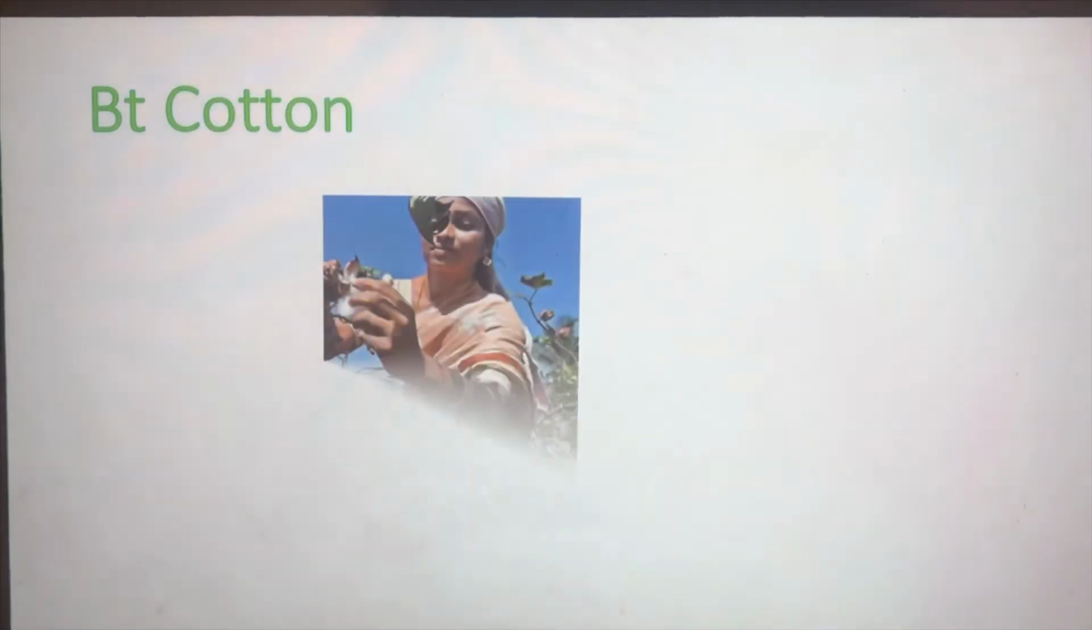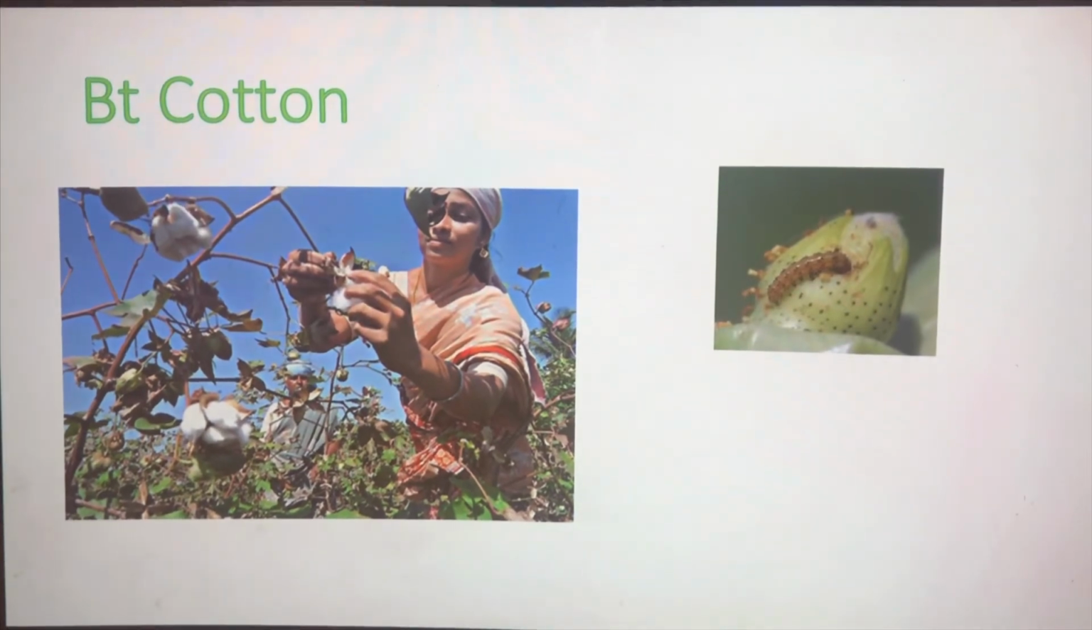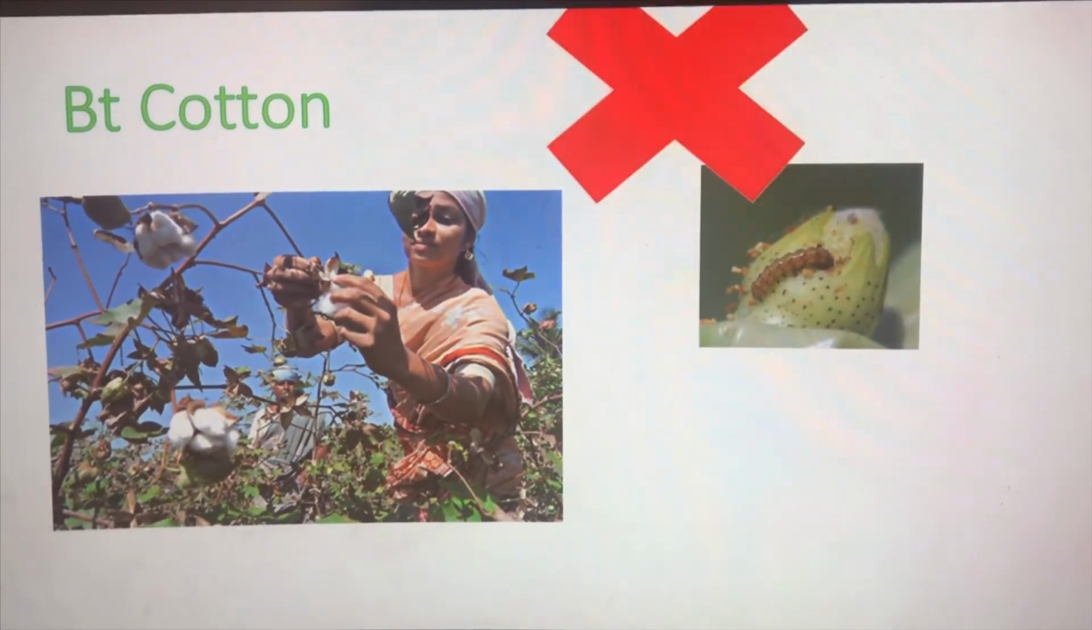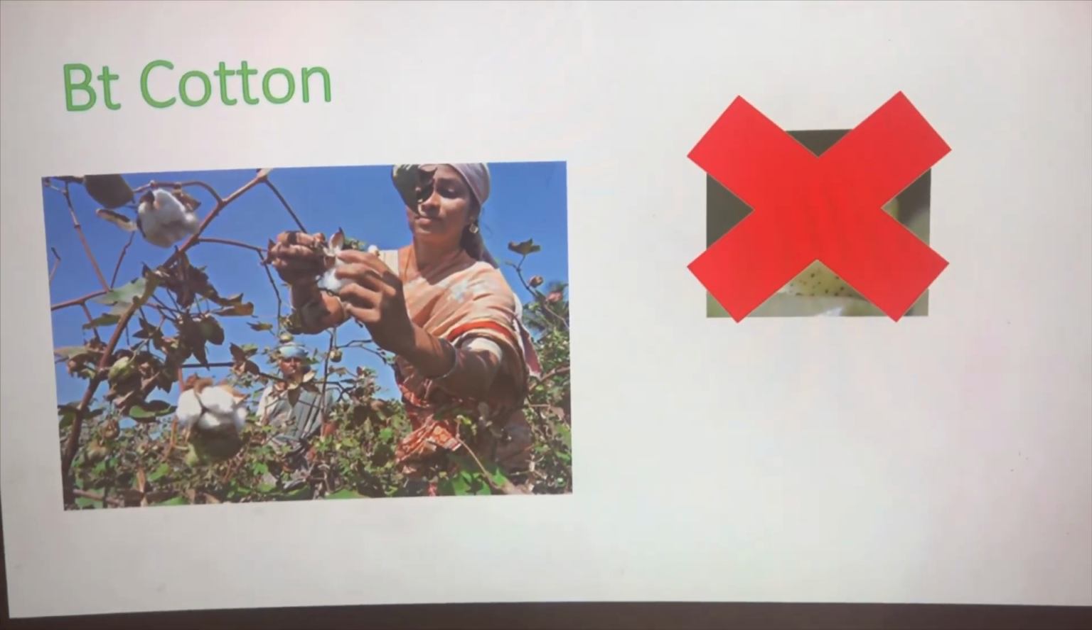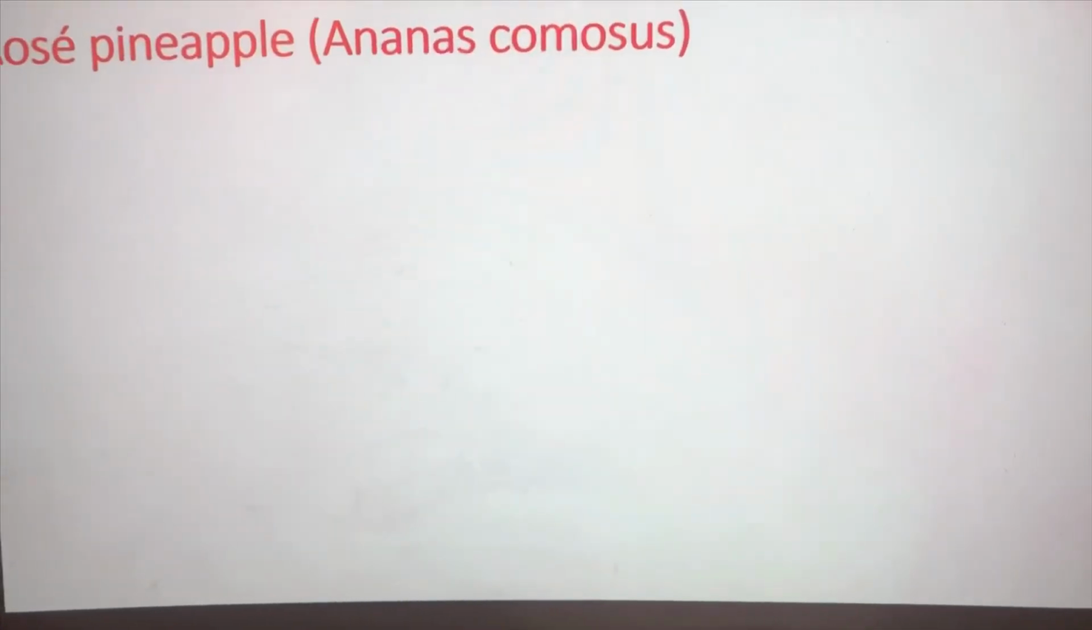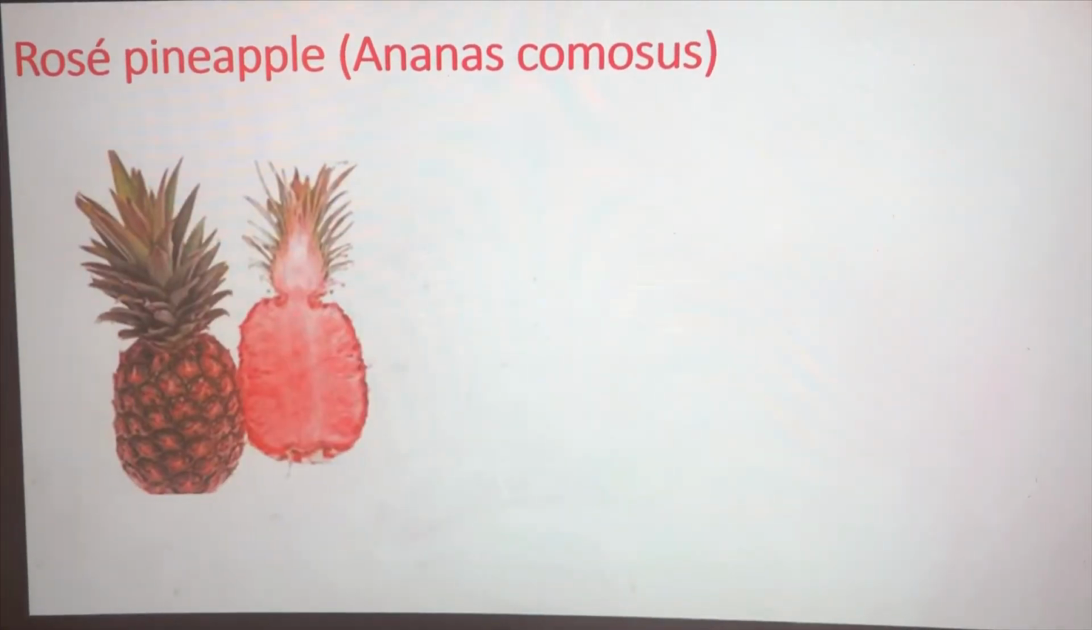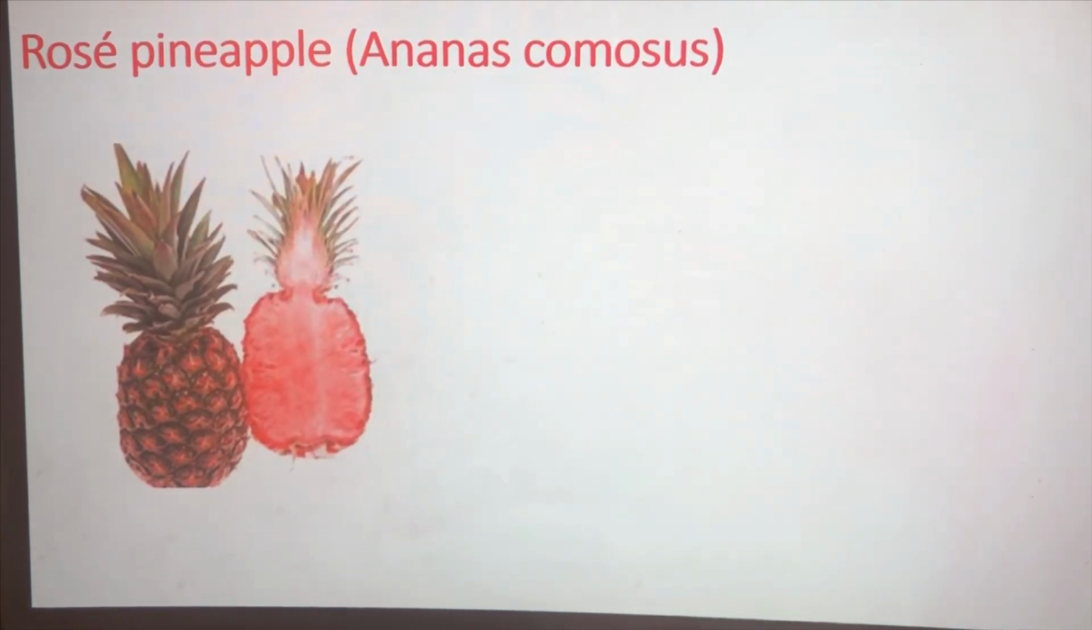A great example would be BT cotton, which was developed by a USA company to solve the problems of bollworms that would damage cotton crops. It has been used in countries such as India. Another example would be rose pineapples, which have been modified to delay ripening and produce a rose color.